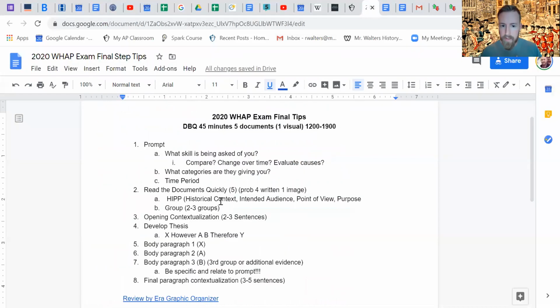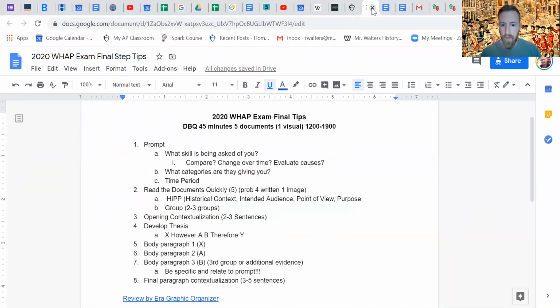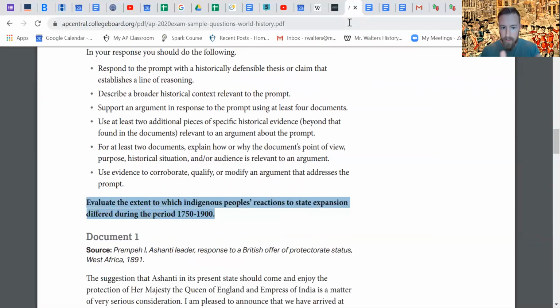The other things that we said you need to make sure you do when getting a prompt: you need to see, did they give us any categories? Okay, did they? No, they didn't. They said we've got to explain how they were different. So no categories given. The other thing was we've got to look at the time period. They gave us a really defined time period, 1750 to 1900.